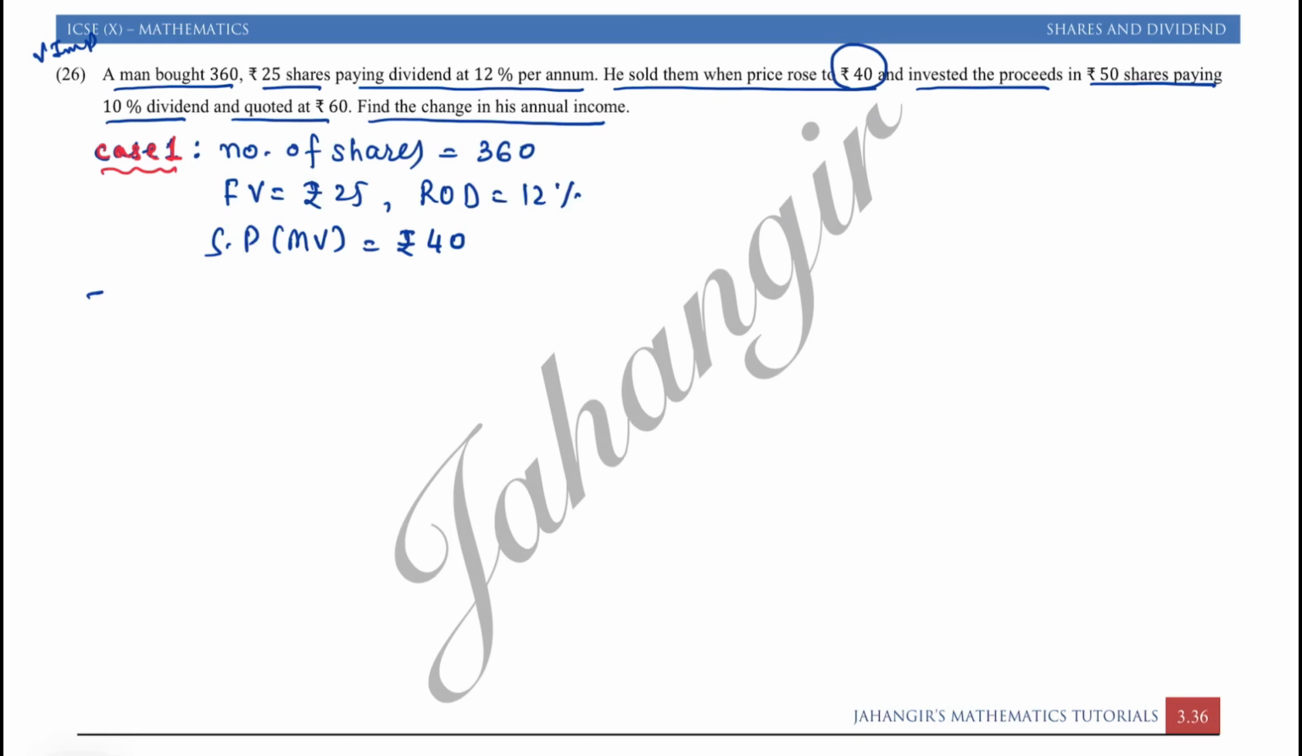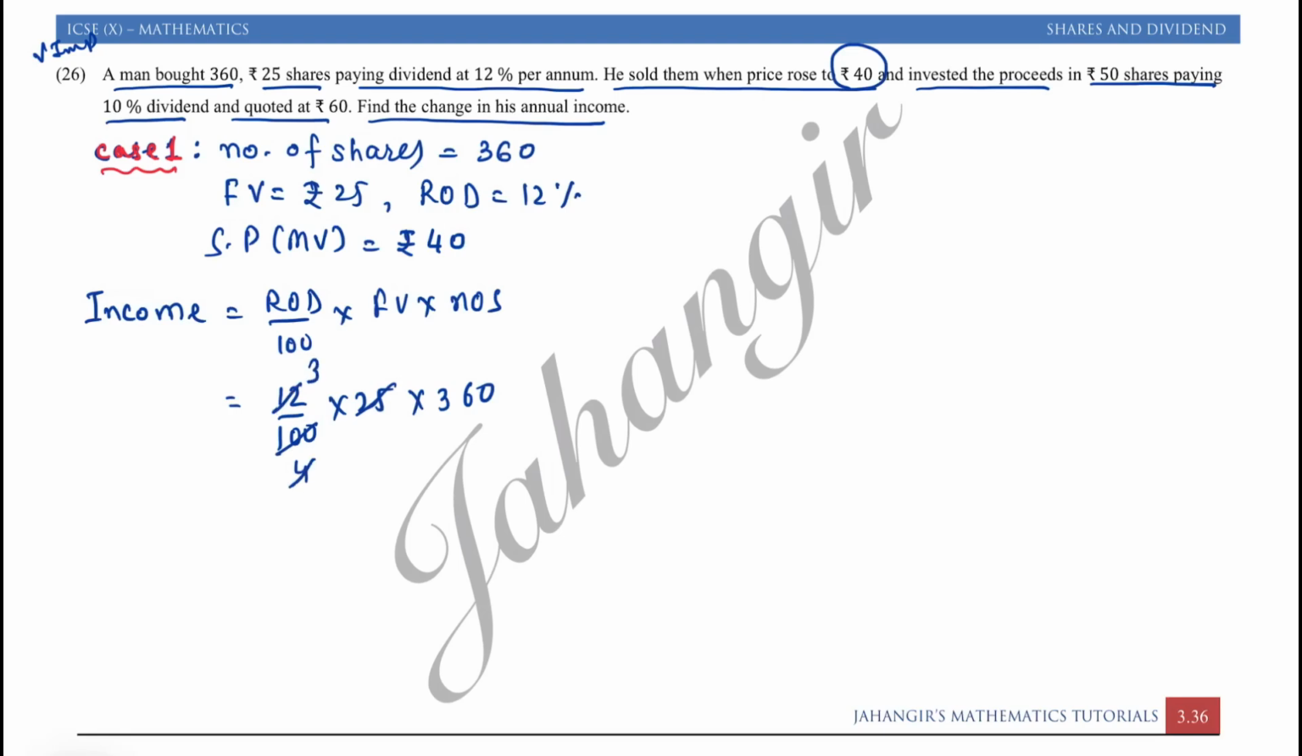So first we will find the income he is getting, because finally we have to find the change in income in both cases. So first we find income in the first case. Income is ROD upon 100 into face value into number of shares. We have all the information. So we write ROD as 12% upon 100 into 25 into 360. So 4 fours are 16, 3 into 360, that is 1080. This is the income if I am holding the first type of share.